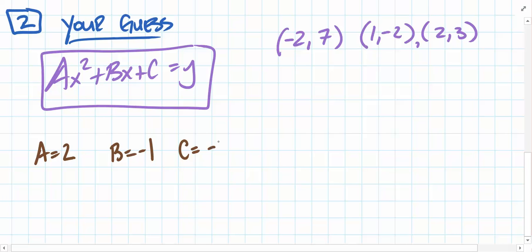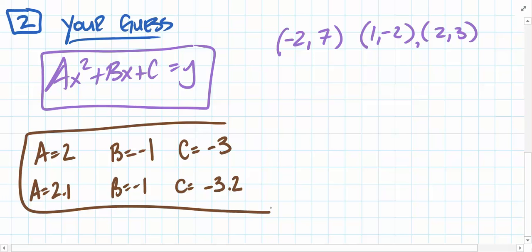We would guess it's almost the exact same thing, except we have like 2.1 and -3.2. A was like 2.1, and then B was -1, and C was -3.2. Is that what you said? Okay, so these are our guesses here. And let's go back and just go ahead and try it.